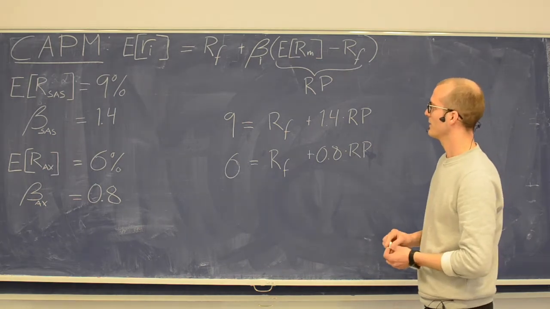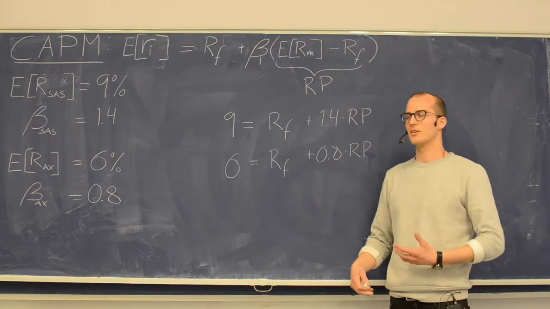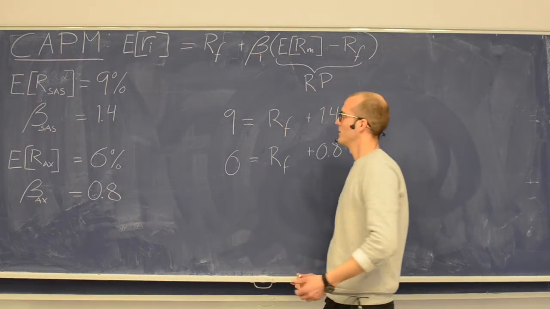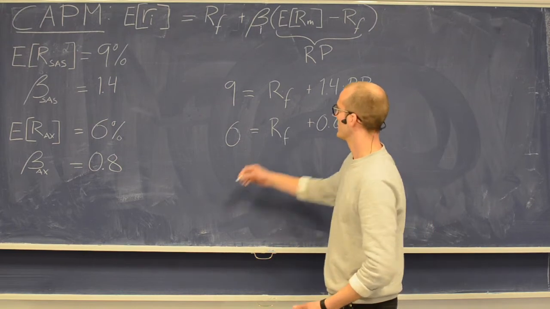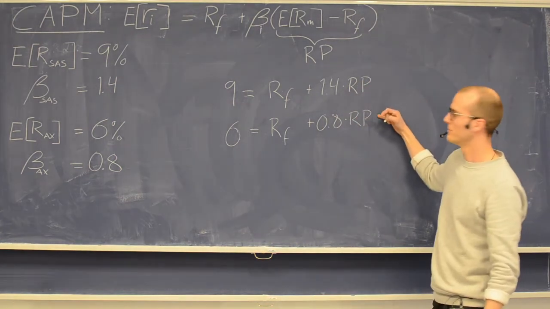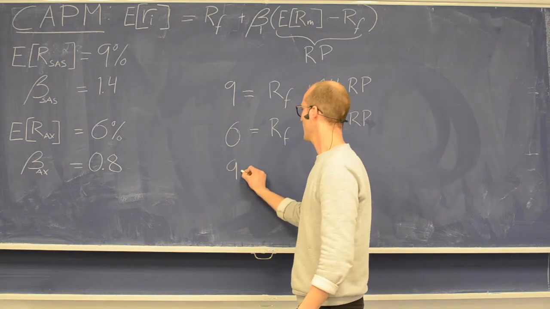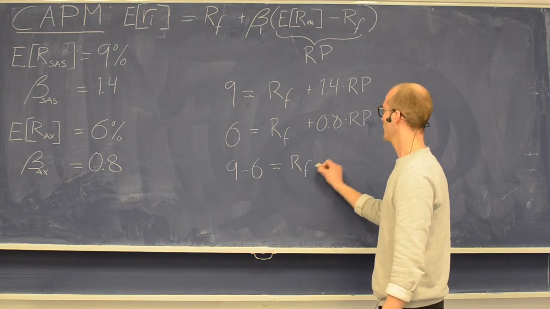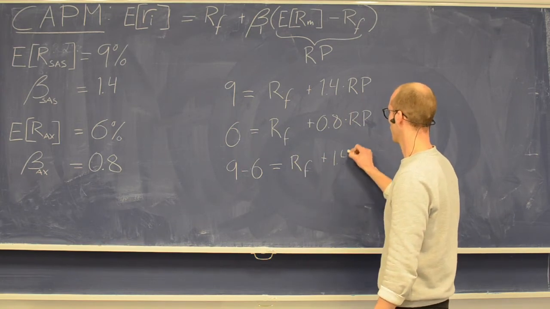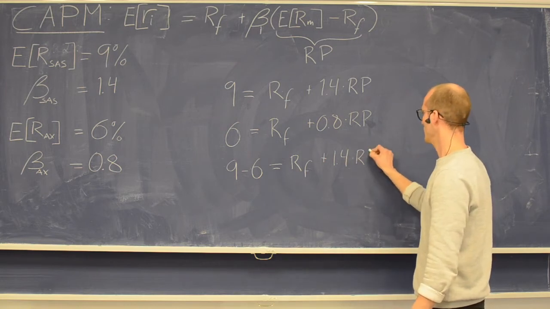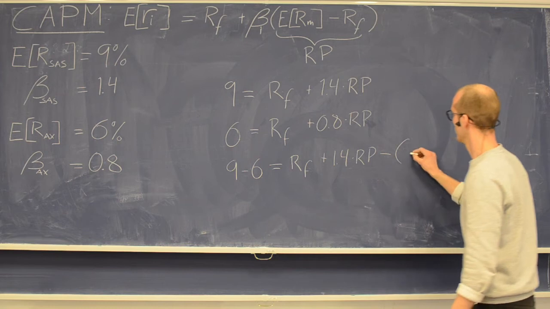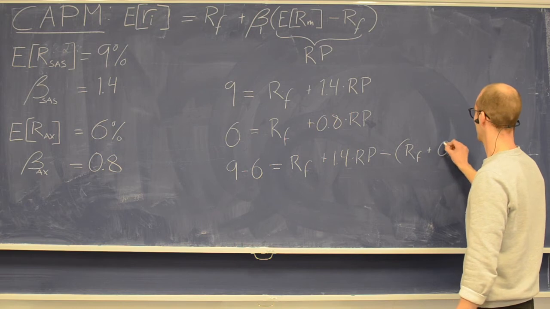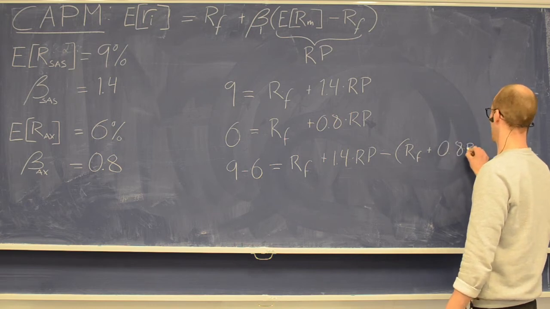So we can start by calculating the expected return of SAS minus Axfood, just to make it a bit simpler. So we basically take this equation minus this one. So we have 9 minus 6 should be equal to RF plus 1.4 times RP minus, and I use brackets here, RF plus 0.8 times RP.